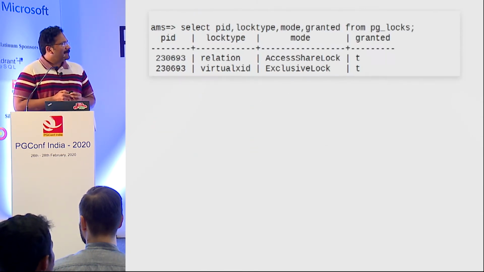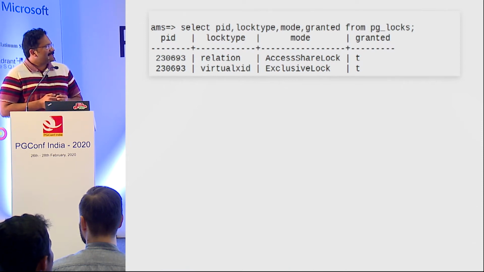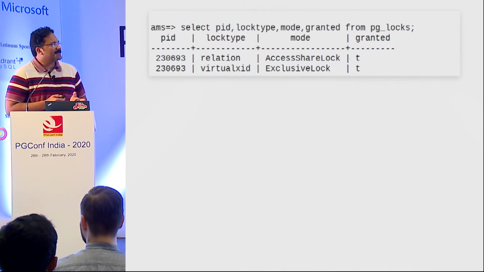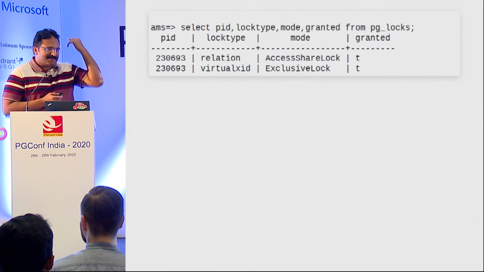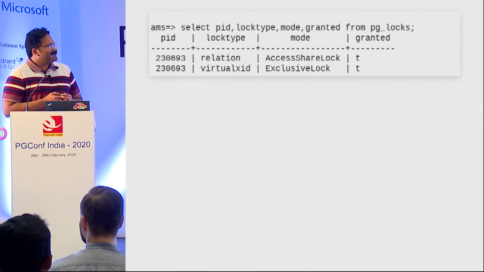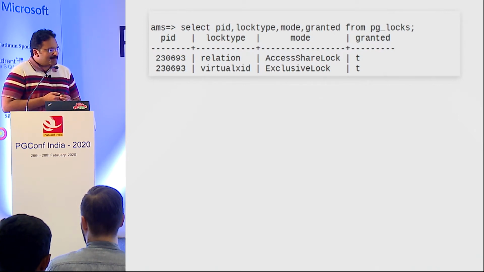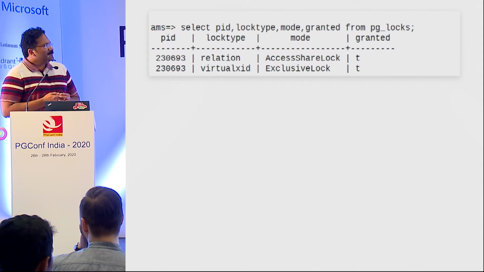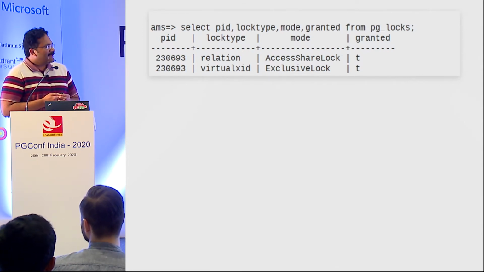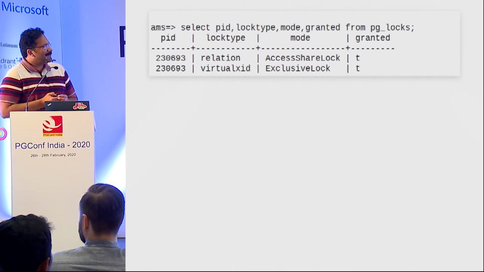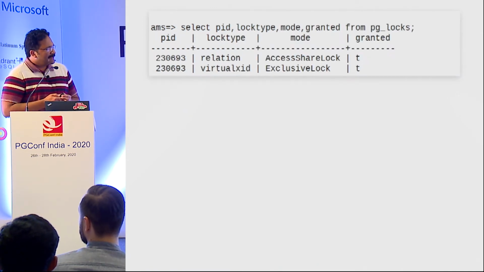So I'll apologize for the very limited query output I'm showing. It's because pg_locks is a really wide table with many columns, and I've tried to fit as much as possible in a readable way onto the slides. Anyway, this is a query that I'm running in psql in a new session with nothing else connected to the database. But you already have two locks. You can see that they're both granted. They're both held by the same backend that I'm connected to, 230693.